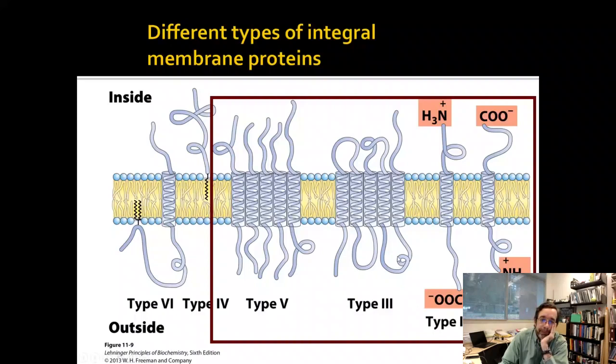Type 3 have multiple transmembrane domains. For example, the 7 helix transmembrane domains, they're very common. Those would be type 3 if it's a single chain. And sometimes you have multiple transmembrane domains in multiple chains that are held together in a sort of quaternary structure. That would be type 5. So the real thing to remember is type 1 versus type 2 and type 3 versus type 5.